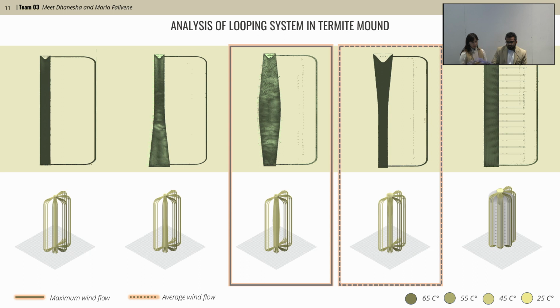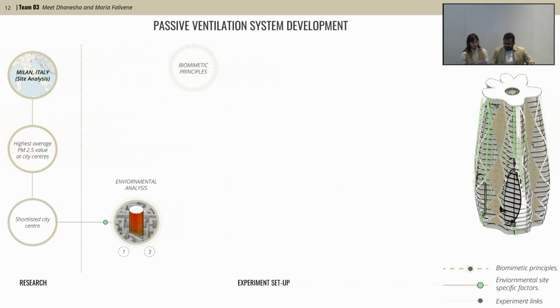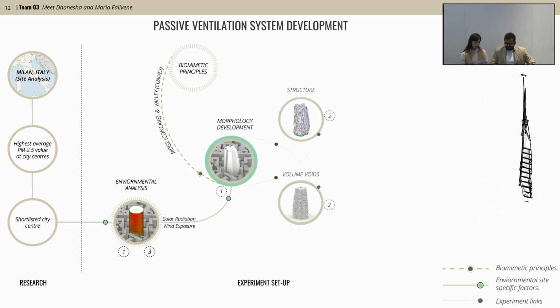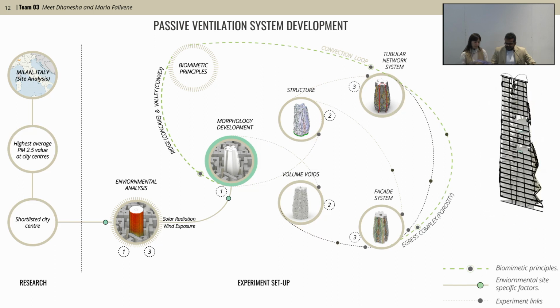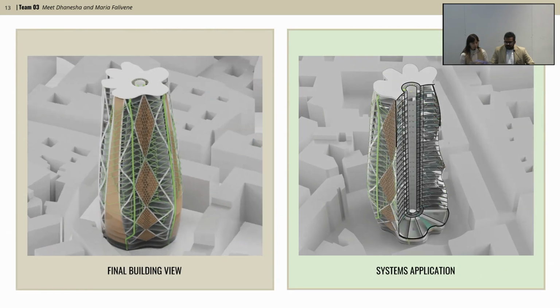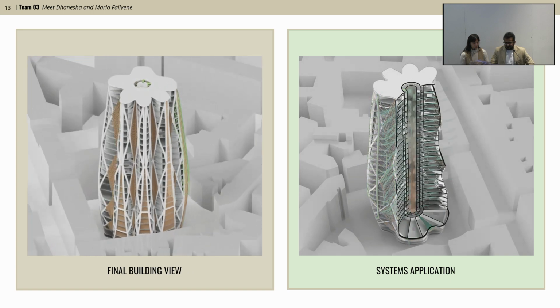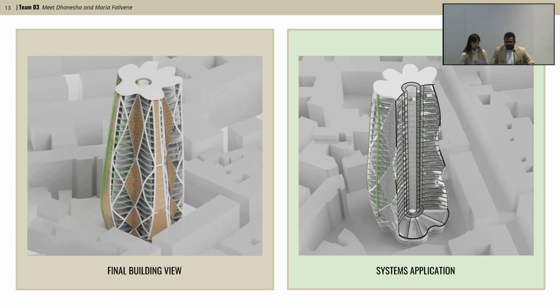Similarly, the convection looping system abstracted from the mound was analyzed with CFD by providing different temperatures to the exterior tubes. For the MSc phase, the environmental and abstracted biomimetic principles were used at various experimental stages for passive ventilation system development for the tower. After post-analyzing these individual experiments at the MSc phase, they were considered to develop the integrated passive ventilation system for urban scale at the MArch phase.